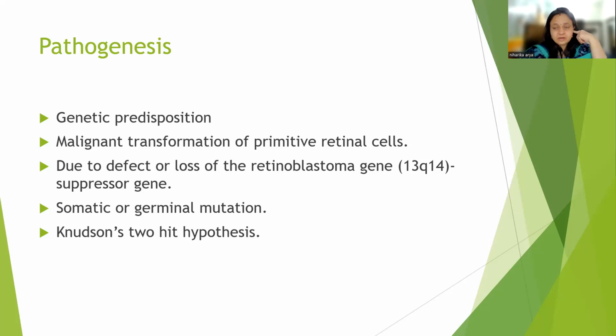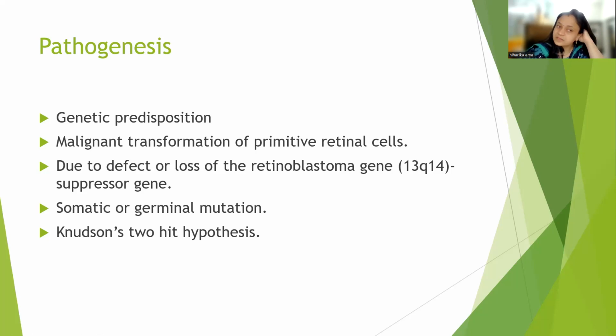So it occurs because of the defect or the loss of the retinoblastoma gene, which is a suppressor gene. In it, there occur somatic or germinal mutations. There is one hypothesis known as the Knudson two-hit hypothesis.